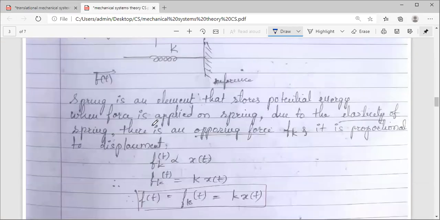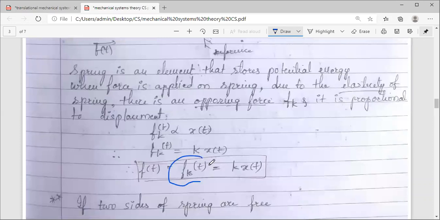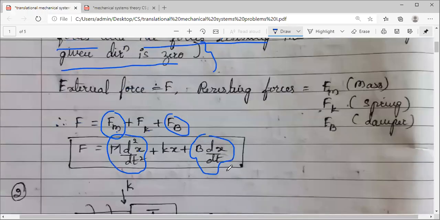Please make a note of it, okay? All the equations. So how is Fk written? It is k into the displacement. So that's why it is k into x, where x is the displacement. So these are the individual forces.